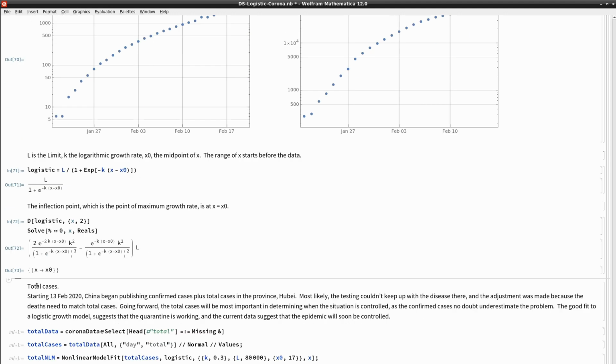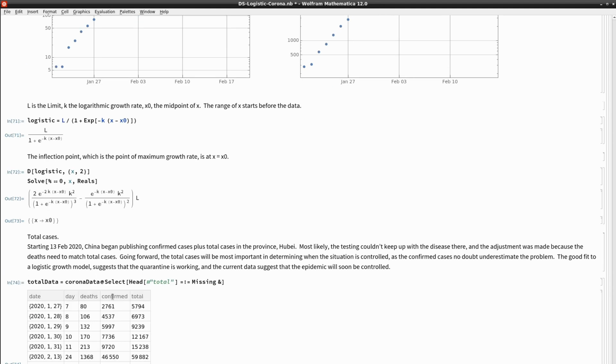Now, let's talk about the total cases. Starting on the 13th of February, China began publishing the confirmed cases plus the total cases in the province Hubei. I think most likely the testing couldn't keep up with the disease there, and the adjustment was made because the deaths needed to match total cases. And going forward, the total cases will be most important in determining when the situation is controlled, as the confirmed cases no doubt underestimate the problem. And the good fit to a logistic growth model suggests that the quarantine is working, and the current data suggests that the epidemic will soon be controlled.